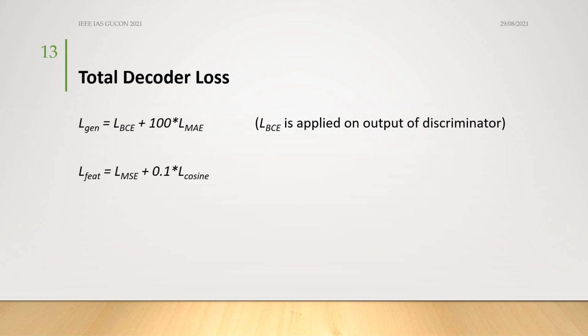L-feat is basically a weighted summation of mean square error and cosine error, both of which are with respect to the generated and the actual decoded image features. So the total decoder loss is the summation of L-gen plus L-feat.